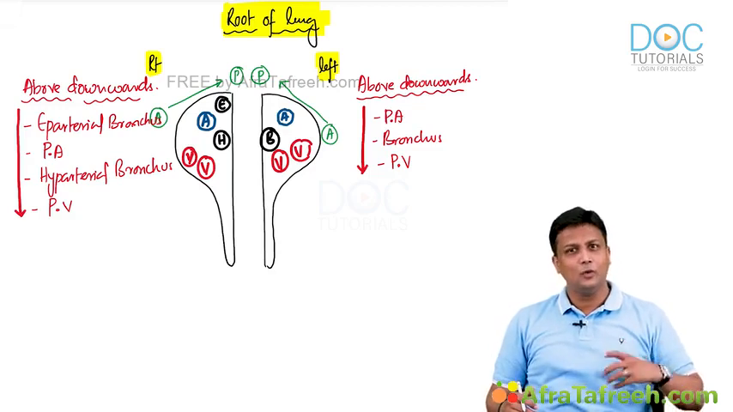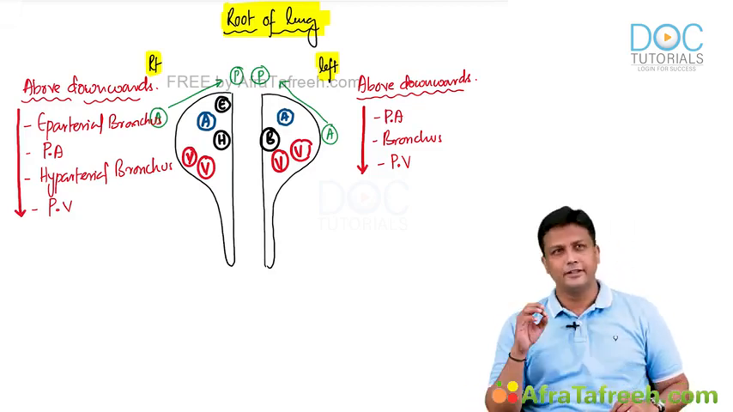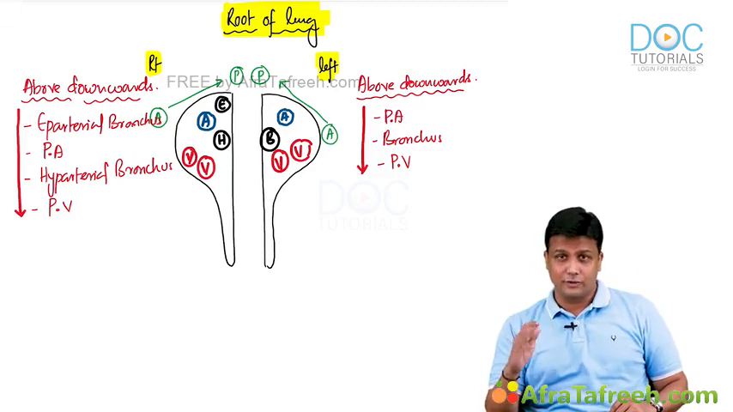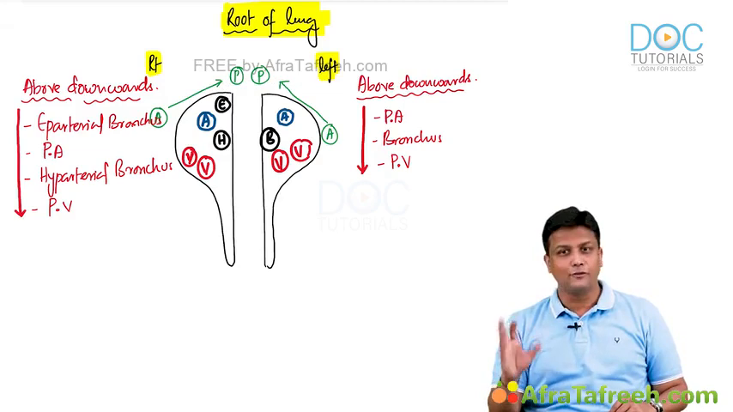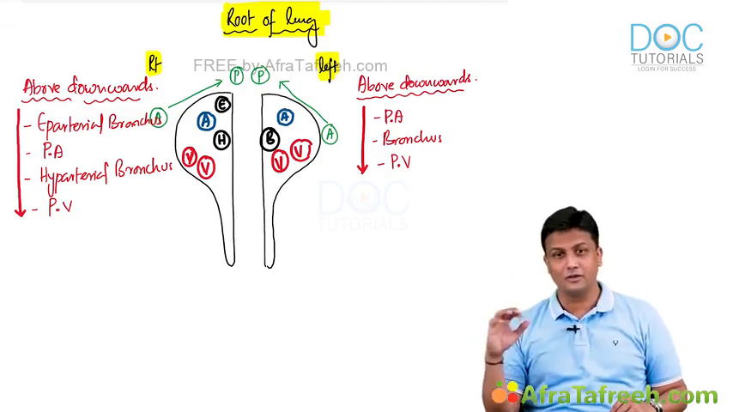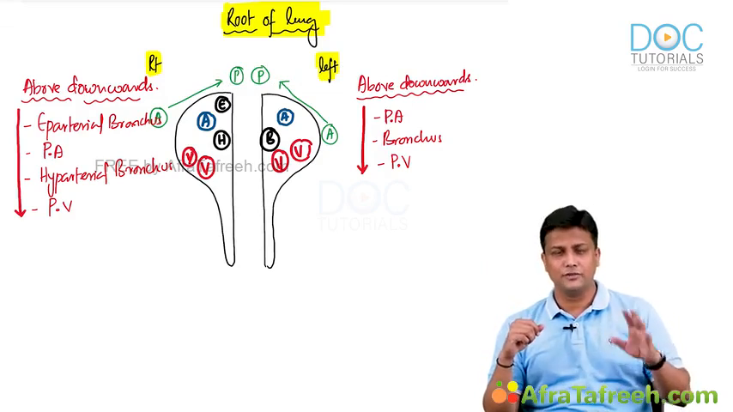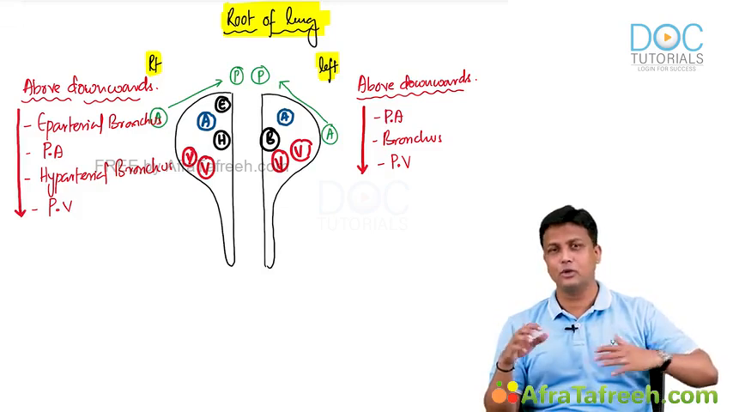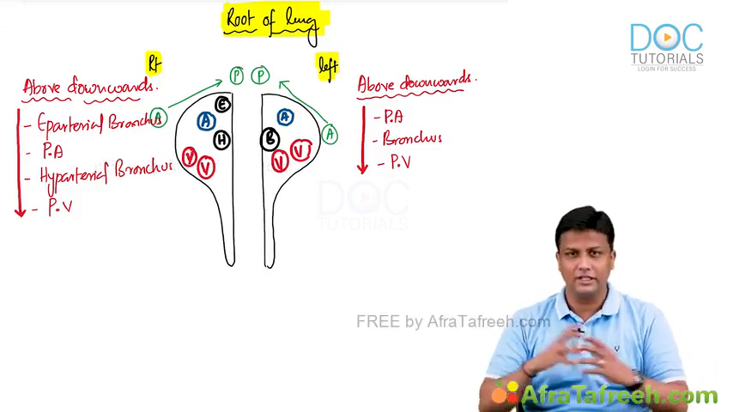Achha, by the way, how will they ask you the question in this topic? They'll ask, which of the following structures will be the superior most in the root of the right lung? They'll give you 4 options. Superior most in the root of the right lung will be the eparterial bronchus, the uppermost one. Similarly, which of the following structures is the inferior most in the root of the left lung? Inferior most will always be the pulmonary vein. So in this way they'll ask you.